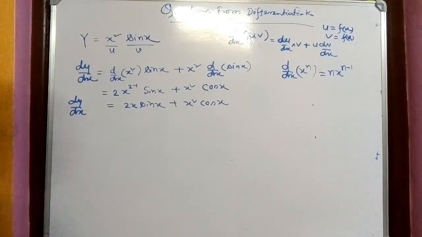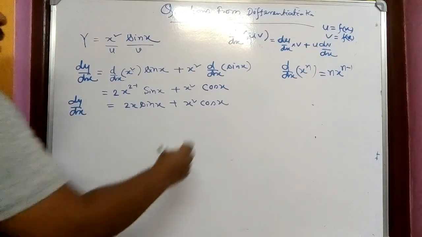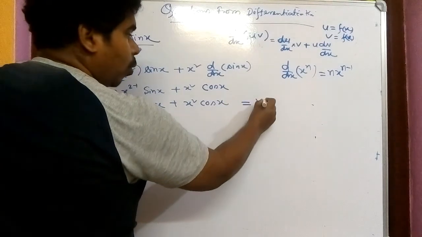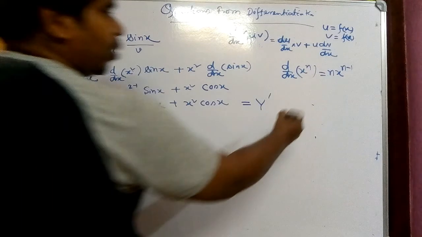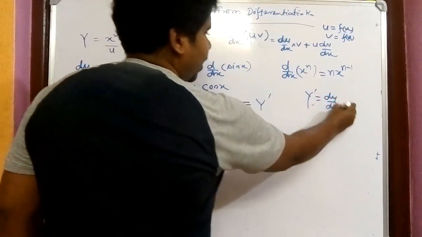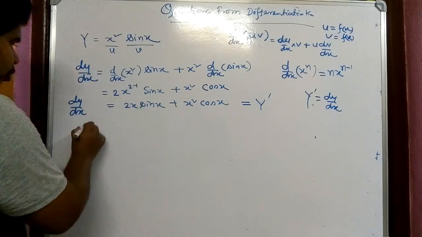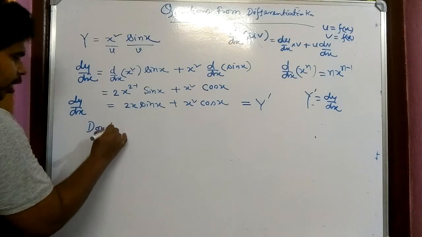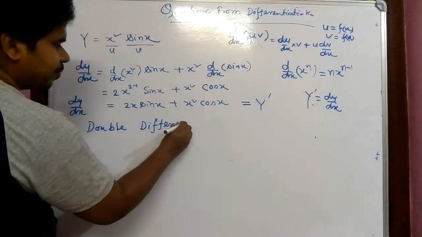Sometimes this dy by dx, that is differentiation of y with respect to x, can be denoted as y dash. So y dash means dy by dx. Clear? Sometimes it is told that you have to differentiate twice. So our next target is to learn double differentiation.